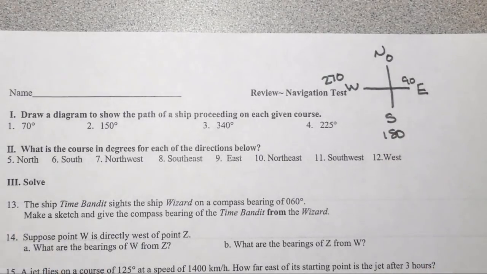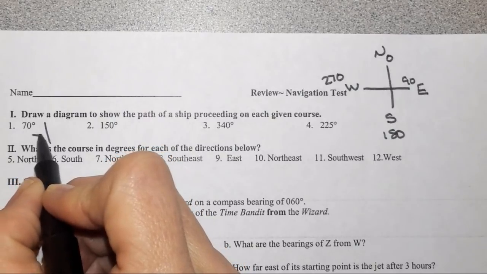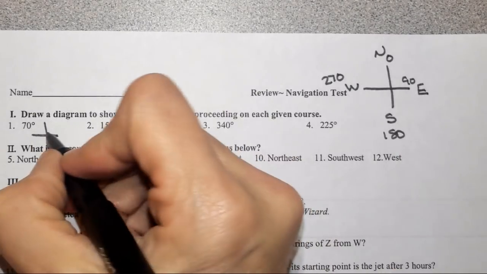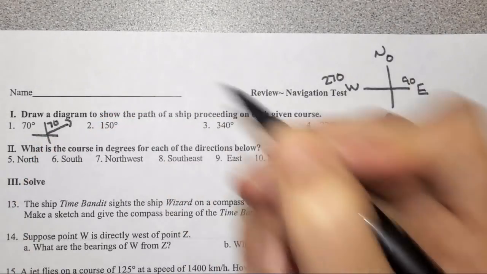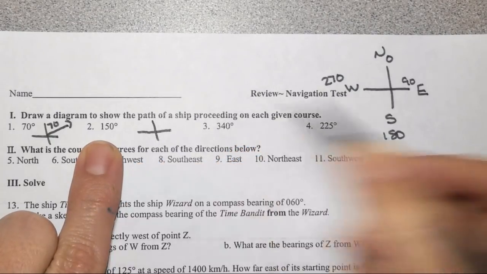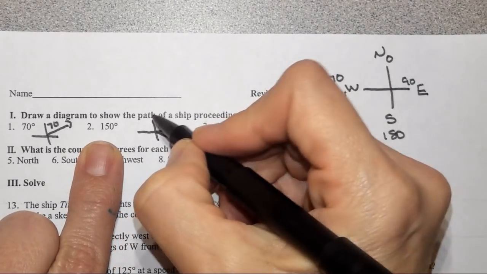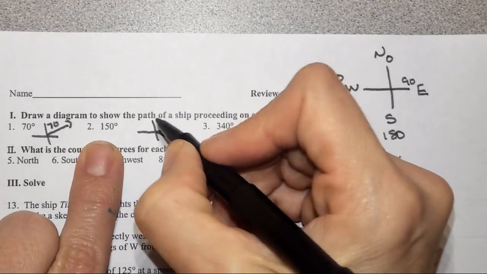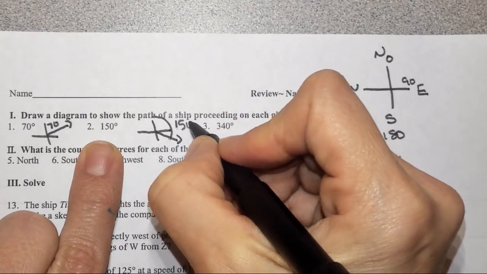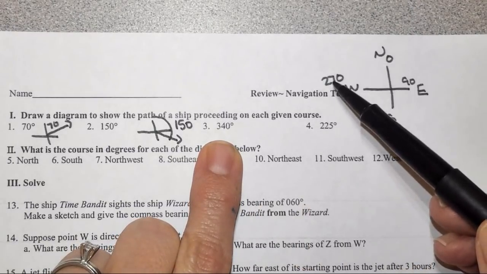So on Roman numeral 1, they want us to draw a diagram to show the path of a ship proceeding on the given courses. So if I was going to draw a ship that's going 70 degrees, 70 degrees would be right here between 0 and 90, and it would be 70 from the north. Okay, 150 degrees would be down here at the bottom right between 90 and 180. So from the north, this whole angle would be equal to 150.